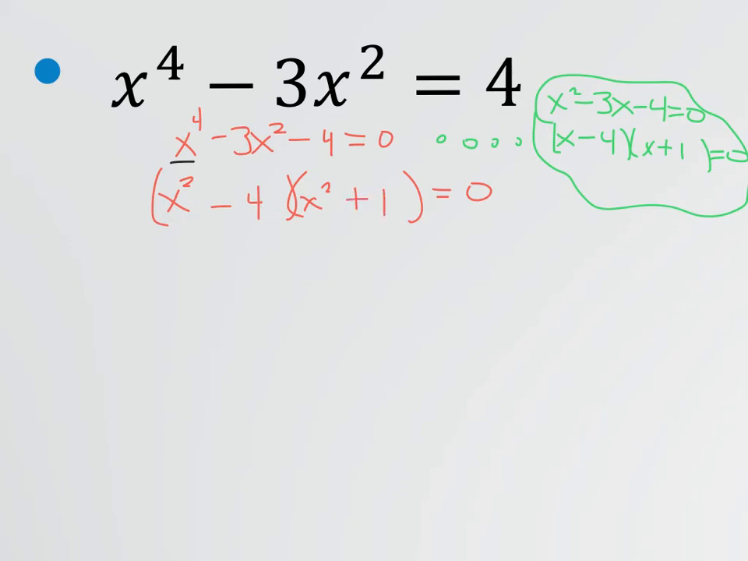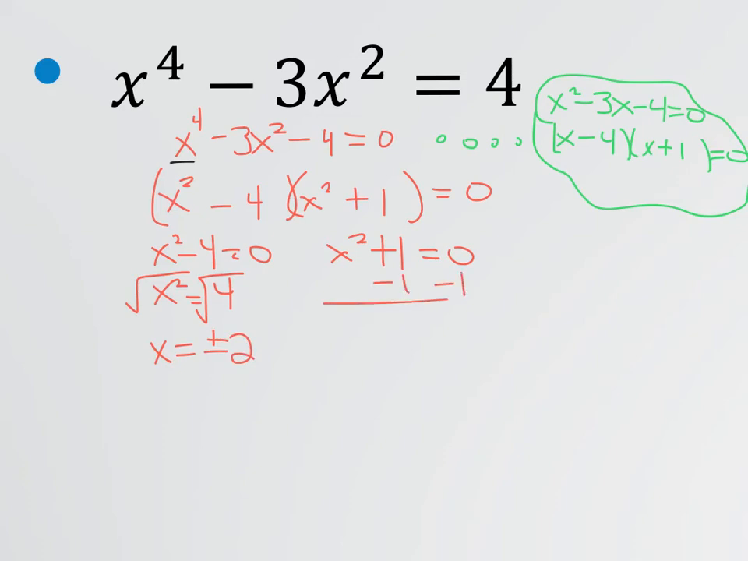And you can factor x squared -4, or you can set each piece equal to 0. It's completely up to you. So here we'll have x squared equals 4, and then when you square root, remember you need plus or minus in your final answer, otherwise you don't have all your solutions.